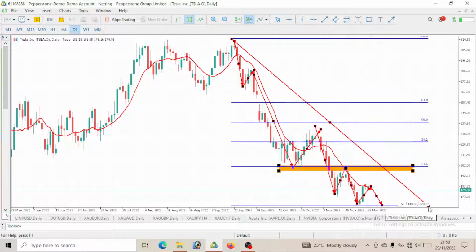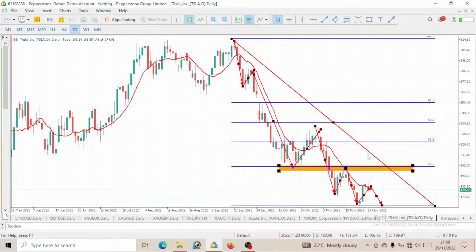So let's see it here. This is a level here. We can see the retracement at a level of 23.6. That is the price. It is at a price level of 200. So this is the Fibonacci retracement of 23.6%, right? When you take a look at it, it is at the level of 200 on our Tesla. So there's every possibility that Tesla can continue to go bullish, hit a level of 200 before we continue its bearish move.